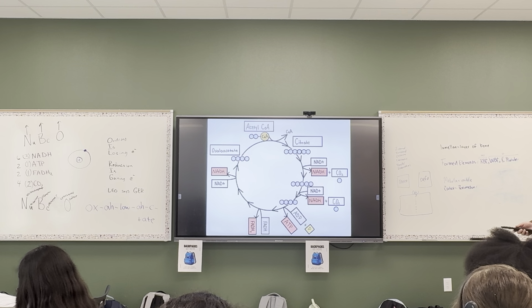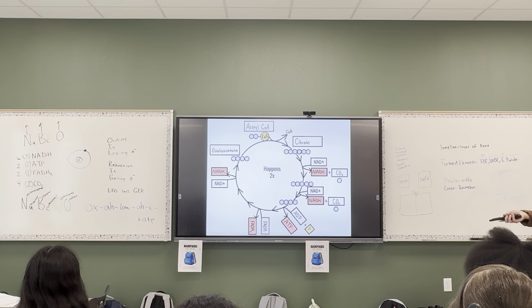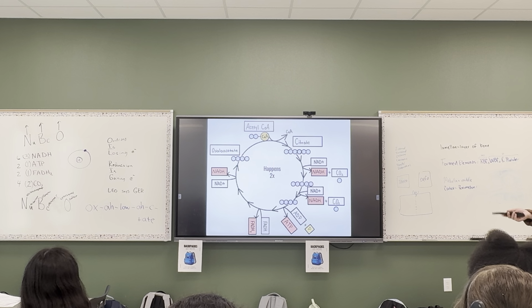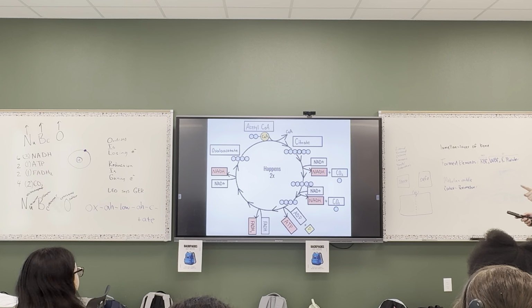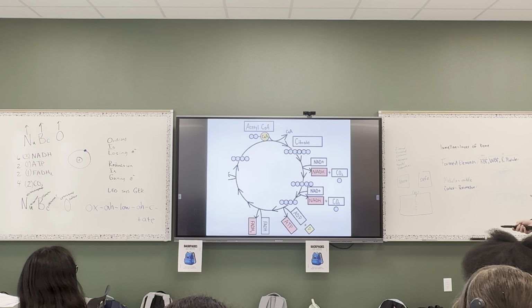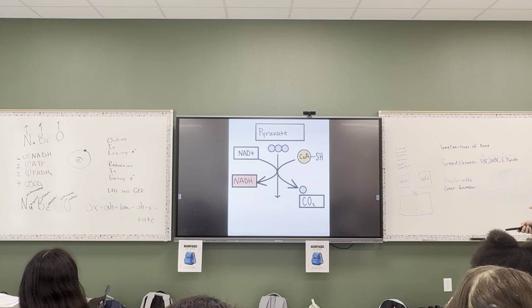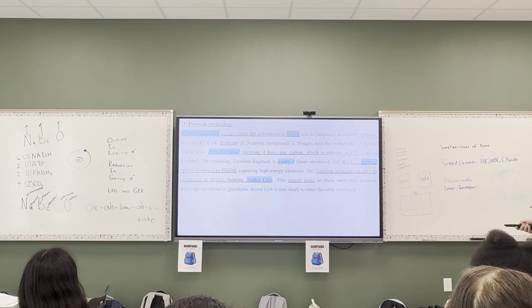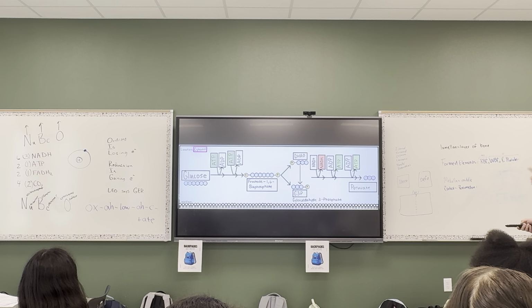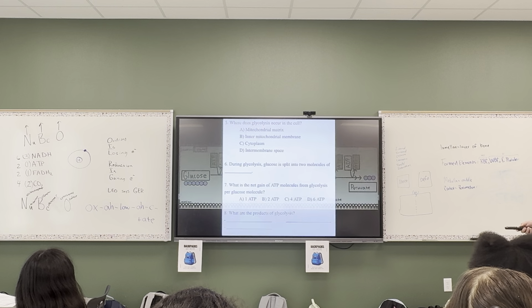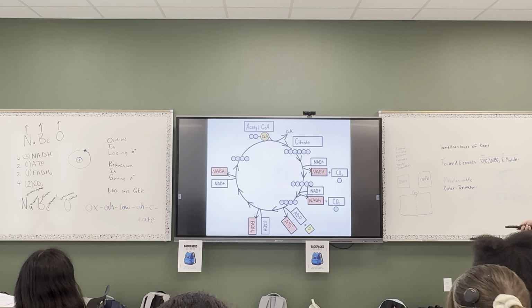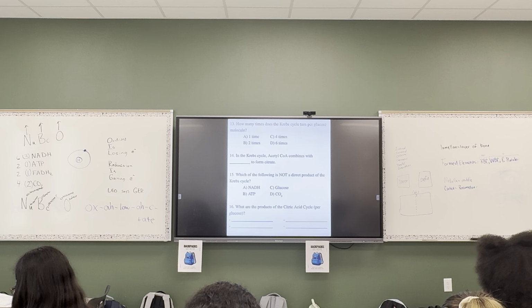I suppose. But this happens twice because there are 2 acetyl-CoAs. Why are there 2 acetyl-CoAs? Because there were 2 pyruvates that we made. And why were there 2 pyruvates? Because we split the glucose. Okay? So go ahead and answer questions 13 through 16 real quick.